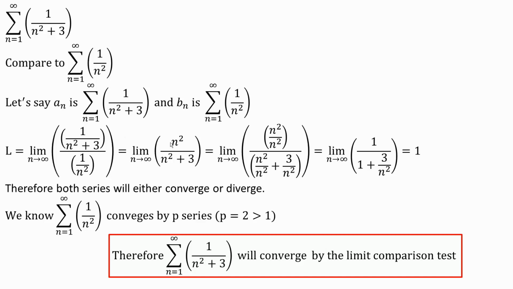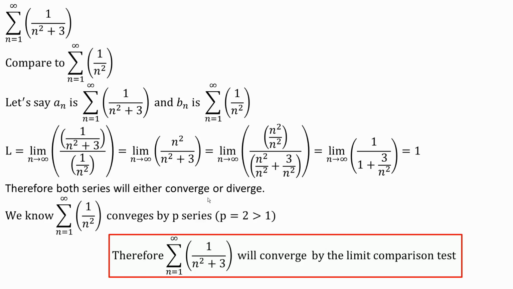Next, we can divide each term by n squared. So divide this by n squared, divide this by n squared, and divide this by n squared. And we get this. This means that n squared divided by n squared is 1, n squared divided by n squared is 1, and 3 divided by n squared becomes 0 because n is approaching infinity. So 1 divided by 1 is 1. Therefore, both series will either converge or diverge using the limit comparison test.